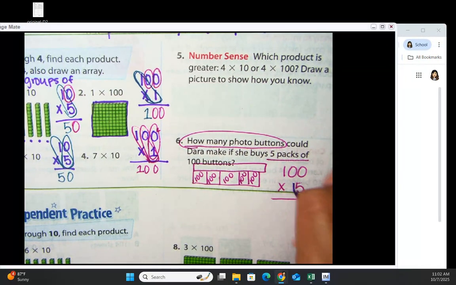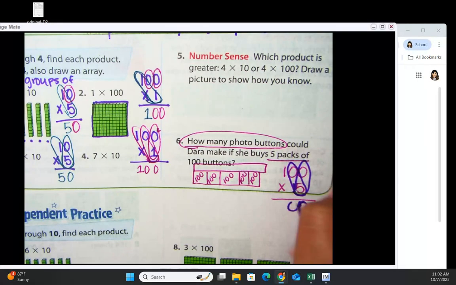I can do 5 times 0, 0. 5 times 0, 0. And 5 times 1 is 5. Easy peasy?